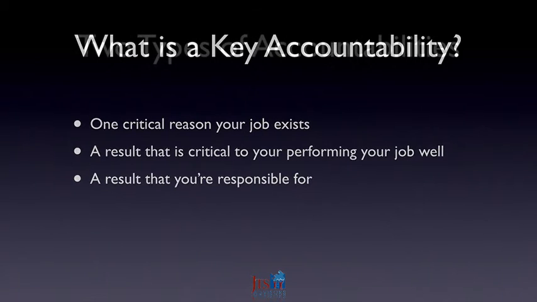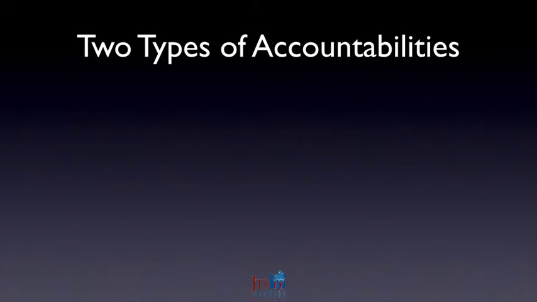Now, there are two types of accountabilities that you might have or that someone on your team might have in your organization. The first one is pretty straightforward. It's to produce a positive result. There might be sales that you're trying to produce for your organization, or helping with manufacturing a certain product, or providing a service. Those are all positive results that are probably pretty critical to the existence of your organization.